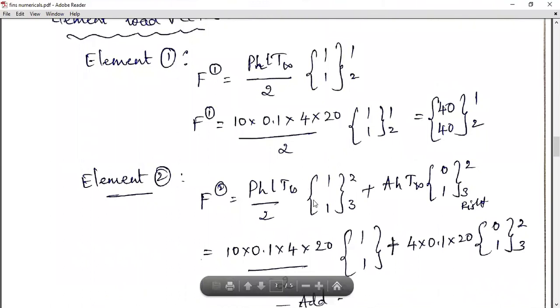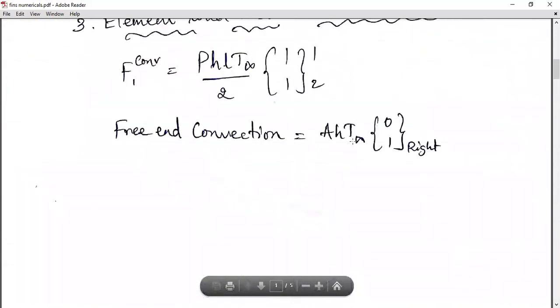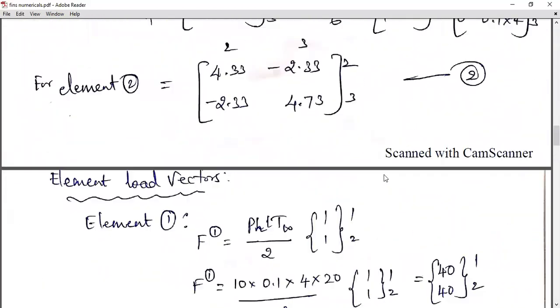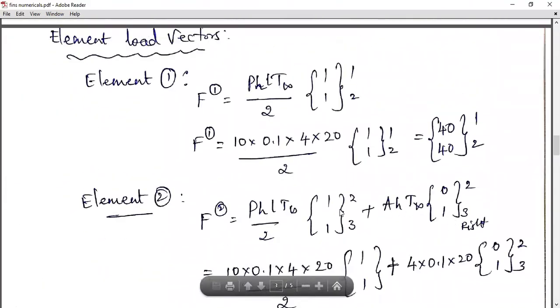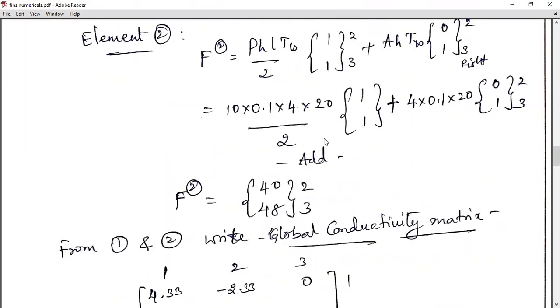Similarly for element 2, you will have this matrix plus, due to free end convection, you have to add this. This matrix is also familiar. I have told you in the heat convection, even in the previous slide. It's been mentioned here. You can have a look into it. So this is to the right. If free end convection exists, look at this, I will add this also. Then I'll add both the matrix. Simple as that. Please cross-check the results. Once you add it, you'll get 40 and 48.